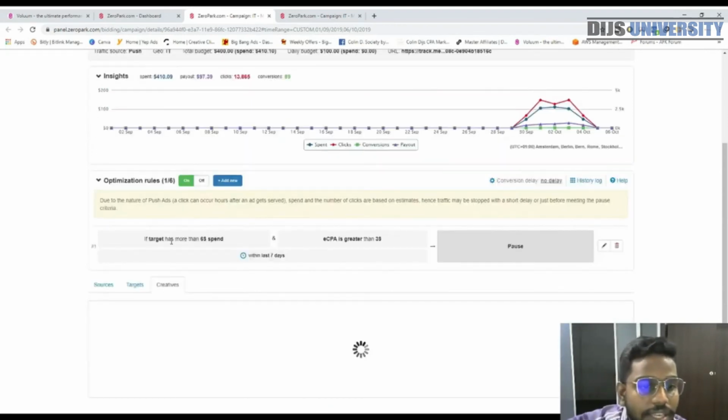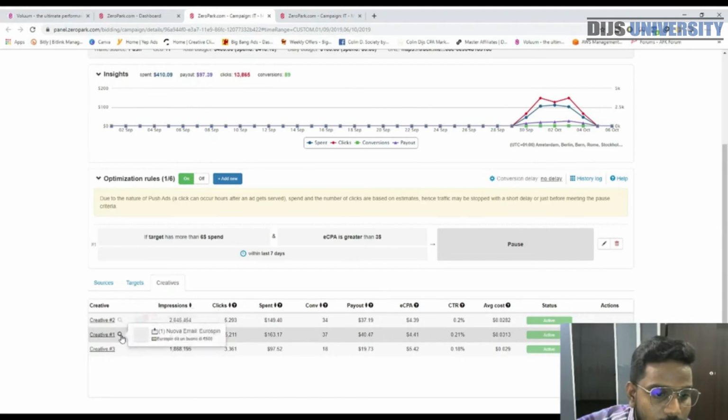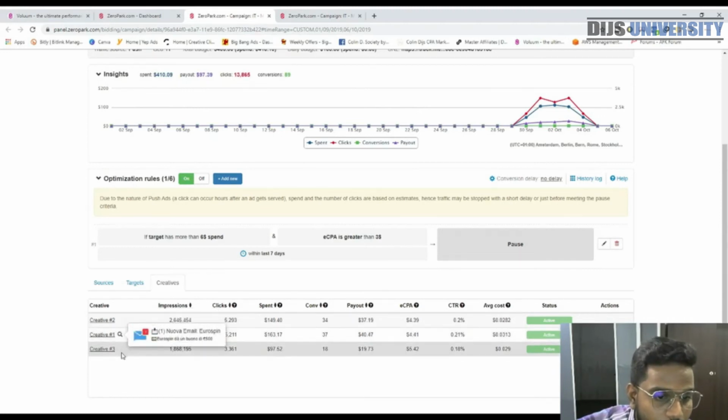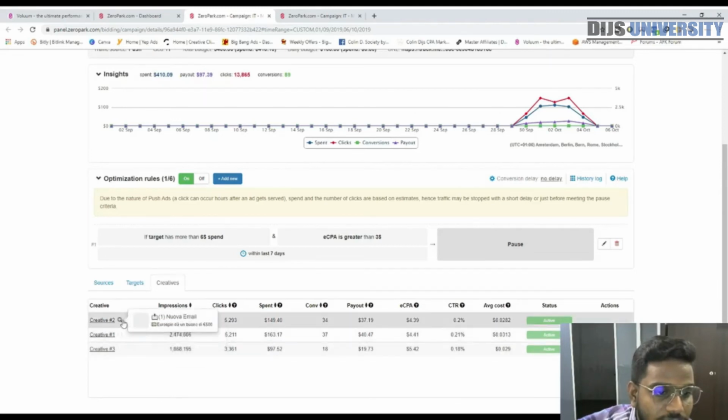So the creative that they used for this particular campaign was creative one. You can actually see the creative one. So Nuvo email, same guys. I think they used the same one. Yeah, they used the same one for all three. They only changed the icon picture. They did not change anything else.